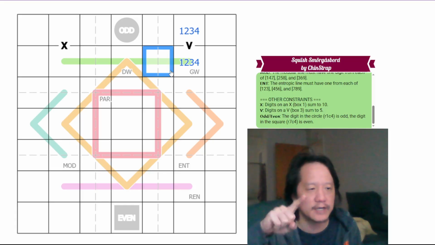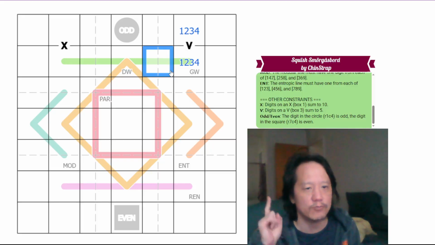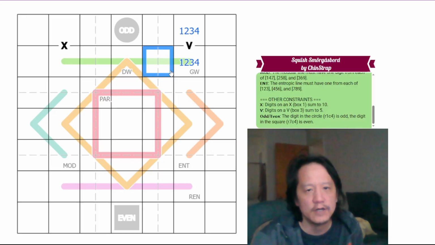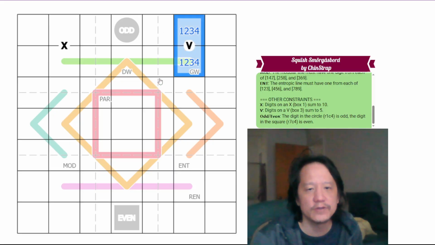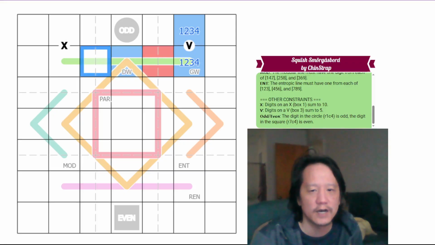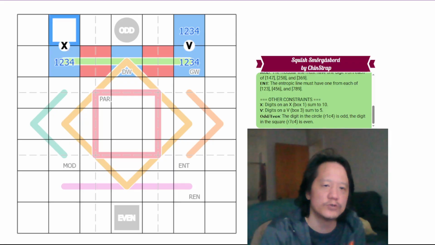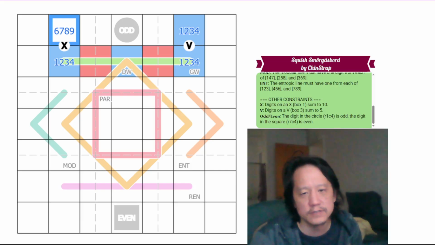4 can be next to 9, 3 can be next to 7, 8, or 9. 2 can be next to 7, 8, or 9, and 1 can only be next to 6 through 9. So next to a low digit, you'll always have a high digit. So this must be high here, which makes this low, which makes this high, and this low. So this must be 1 through 4, which makes this 6 through 9. So this is a high digit.